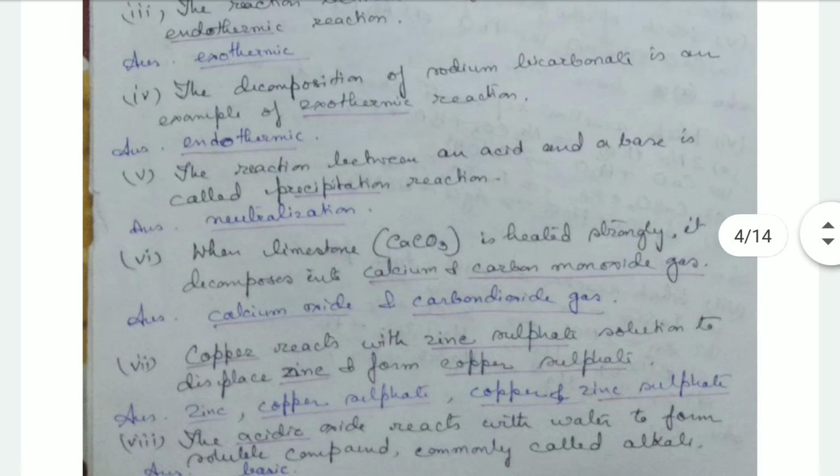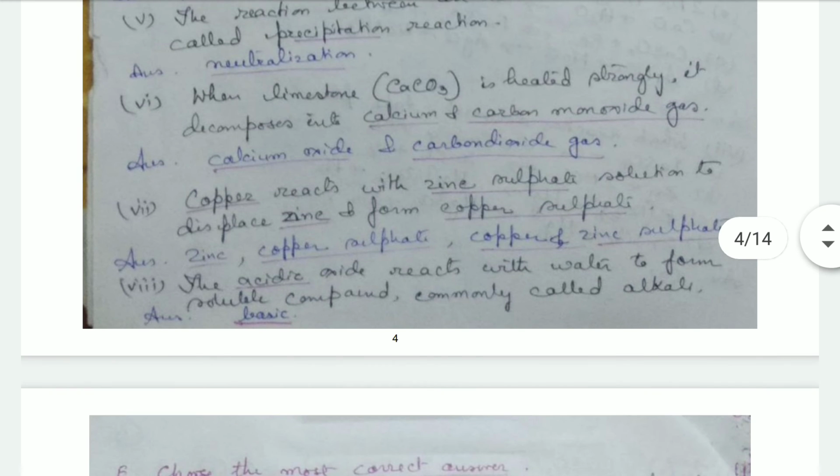The reaction between an acid and a base is a precipitation. No, it's a neutralization reaction. When limestone, that is calcium carbonate, is heated strongly, it decomposes to calcium and carbon monoxide gas. No, it decomposes to calcium oxide and carbon dioxide gas. Then copper reacts with zinc sulfate solution to displace zinc and form copper sulfate. No, copper sulfate reacts with zinc and forms copper and zinc sulfate.